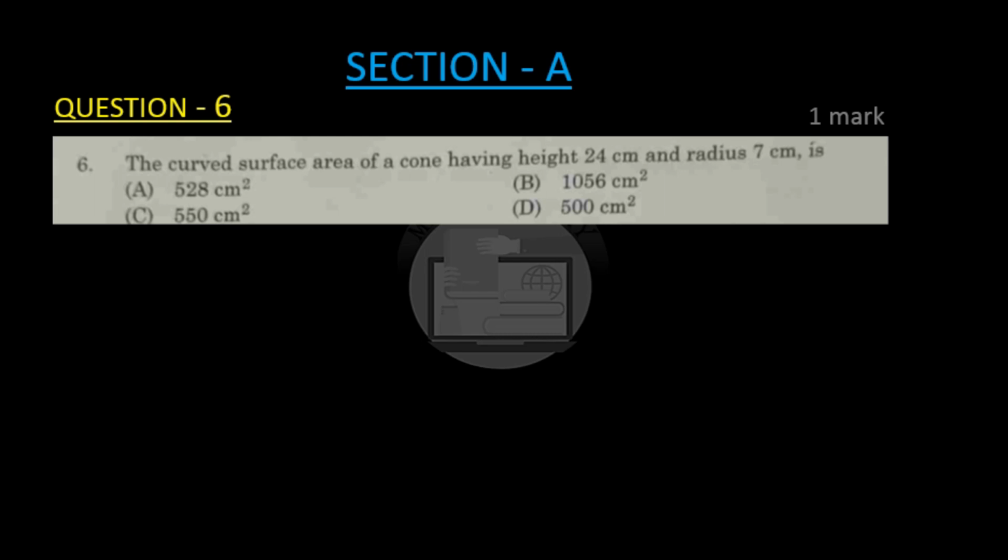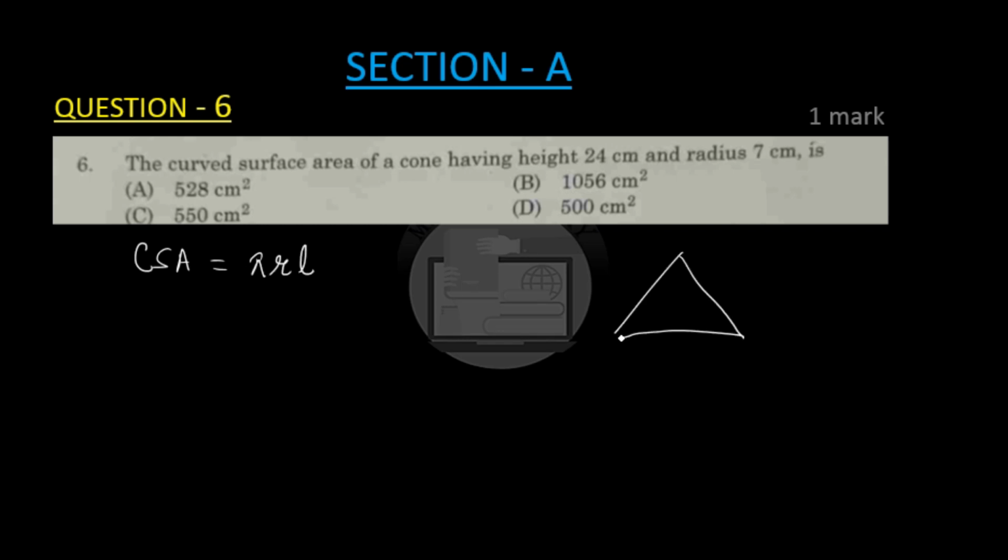So question 6 says, find the curved surface area of a cone having height 24 centimeter and radius 7 centimeter. This is a very straightforward question. We know the formula for the curved surface area of the cone. It is given by pi r L, where L is the slant height.